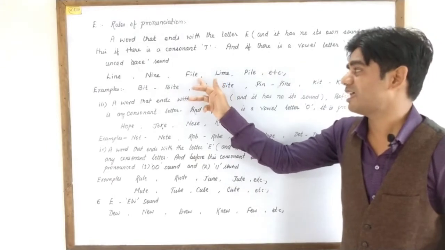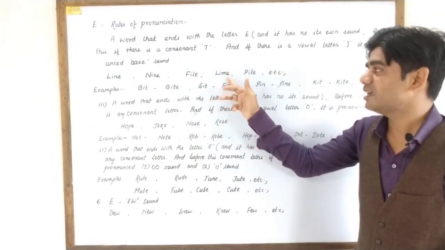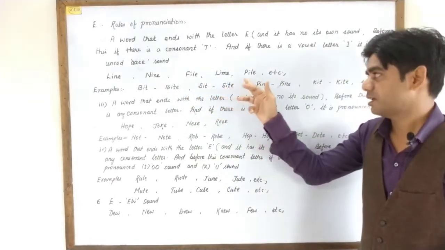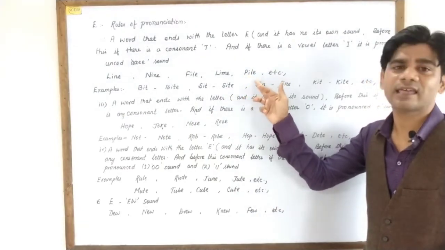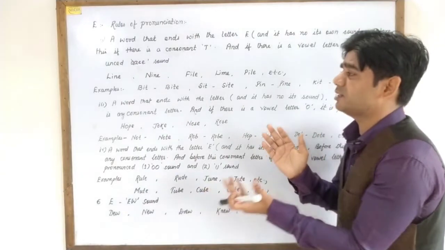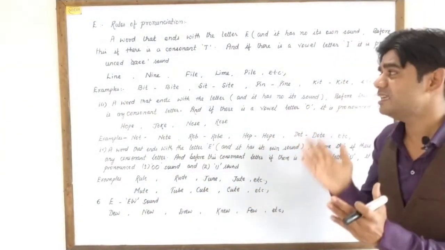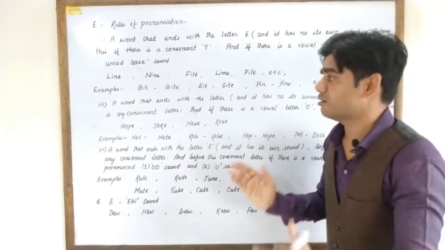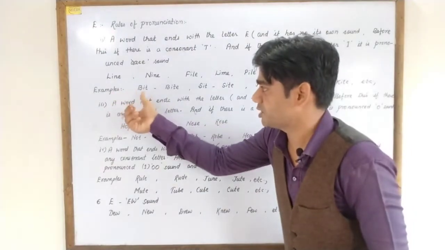Now let's go through these examples too. F-I-L-E, file. L-I-M-E, lime. P-I-L-E, pile. So we have understood that there are some words that end with the letter E, and it has no sound of its own. Let's go through some more examples too.